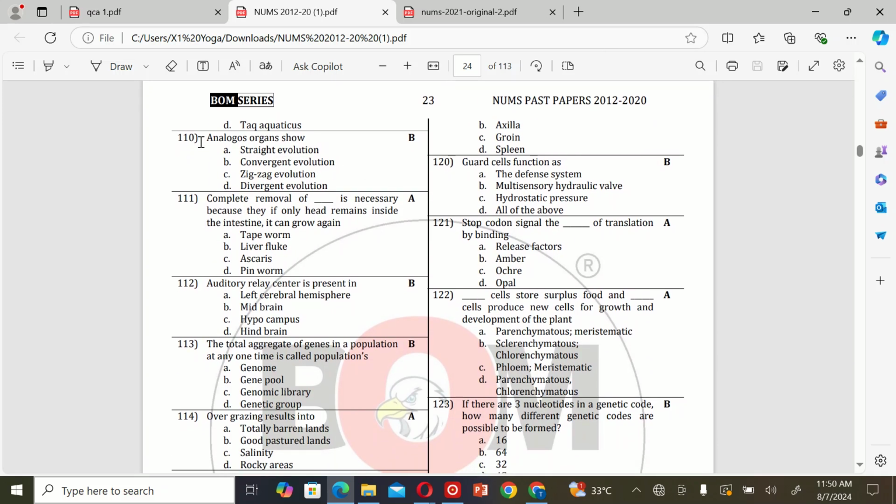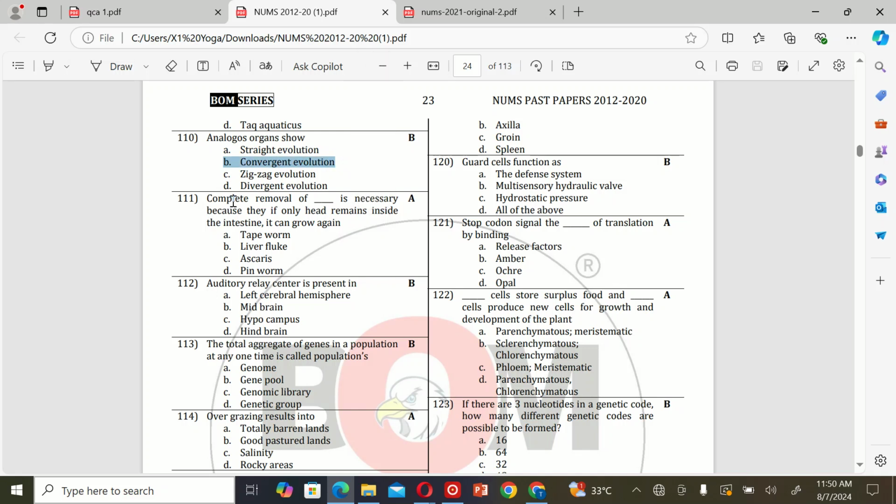The next MCQ is, analogous organs show A. Straight evolution, B. Convergent evolution, C. Zig evolution, and D. Divergent evolution. So the correct option is B.